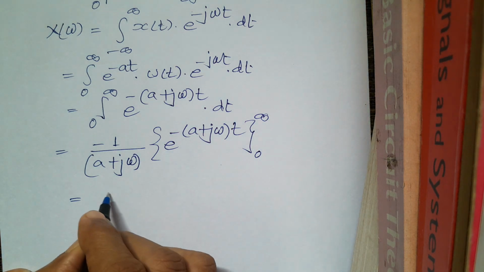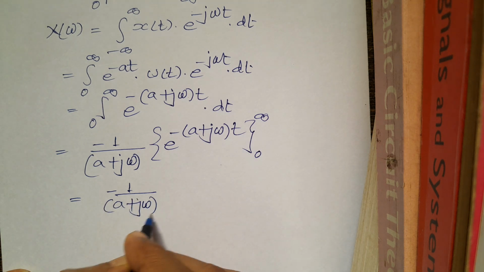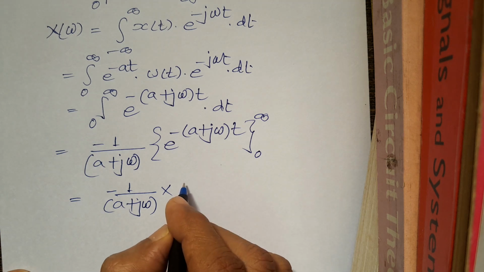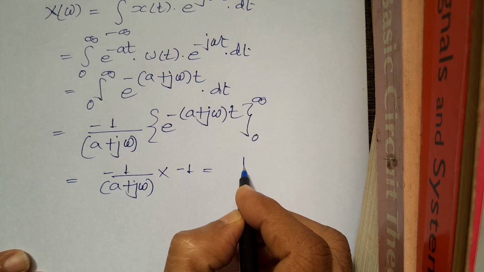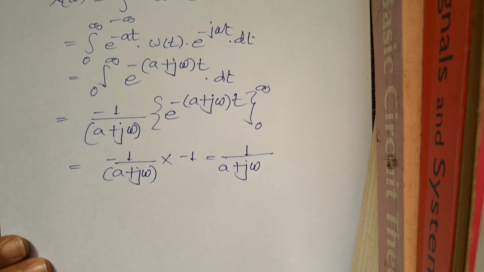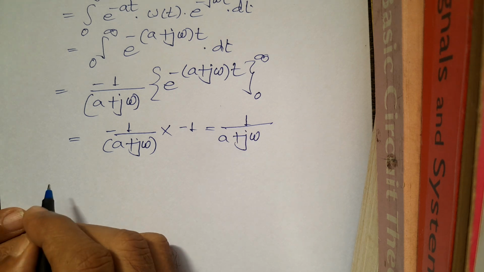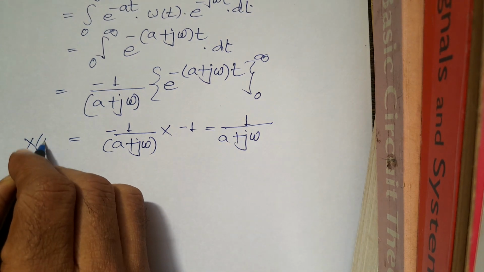So if you put this like this, 1 over (a + j omega) into, after putting this, we'll get minus 1. So what we'll get here? We'll get 1 over (a + j omega). So this is X(omega).